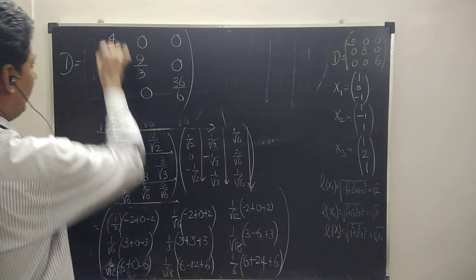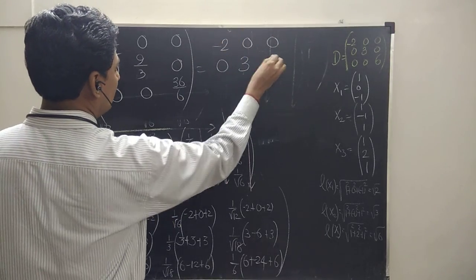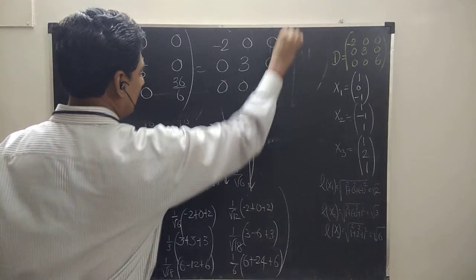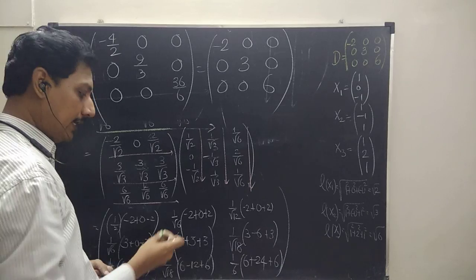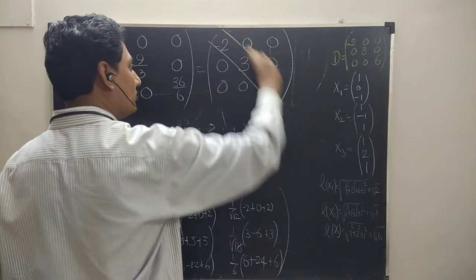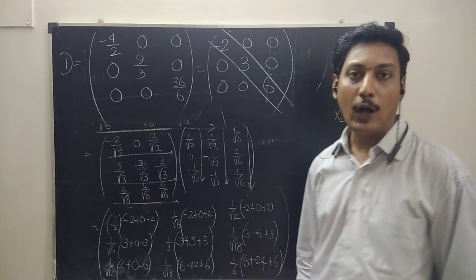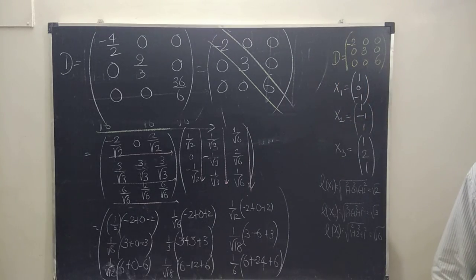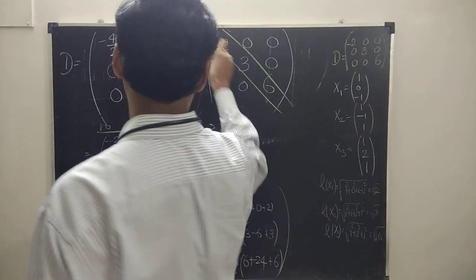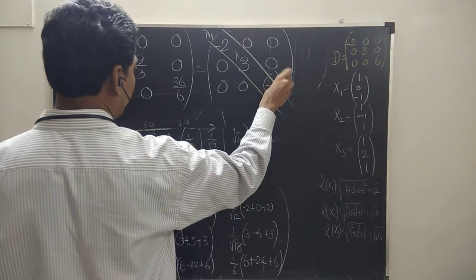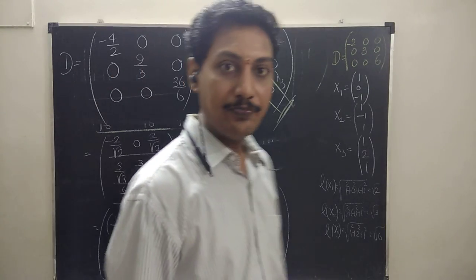So we get D equal to minus 2 0 0, 0 3 0, 0 0 6, which is exactly what I stated in the beginning. Once we get the eigenvalues, we can easily know the final output. The final output is nothing but the diagonal matrix whose leading diagonal elements are the eigenvalues of the given matrix, lambda 1, lambda 2, lambda 3. So this is the procedure to diagonalize the 3 by 3 matrix.